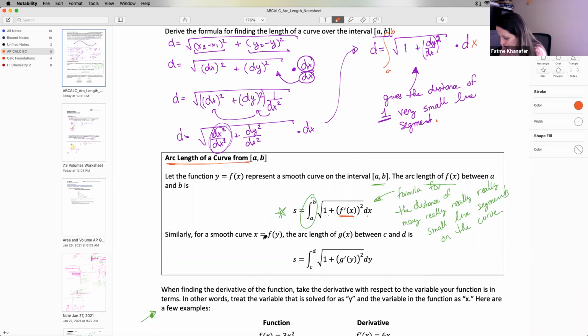Similarly, for a smooth curve that is in terms of y, the arc length of g of y between c and d being y values, right? Because the dy represents the change in y, it is still the same. It's 1 plus the derivative of the function in terms of y squared.